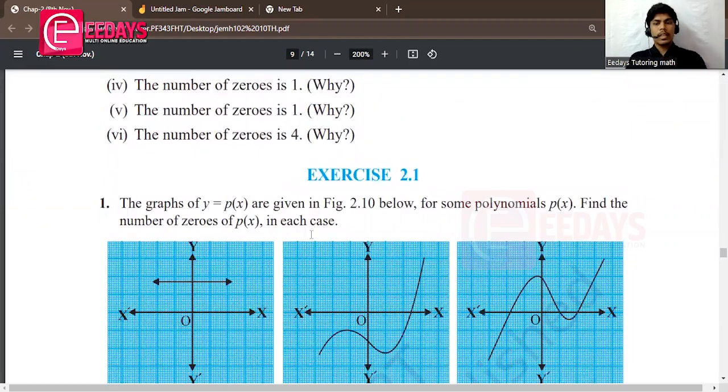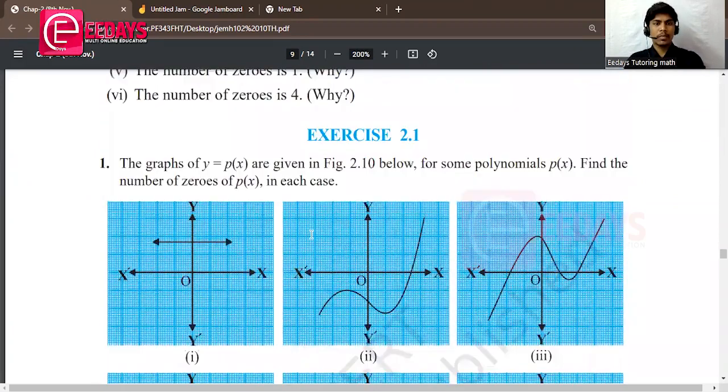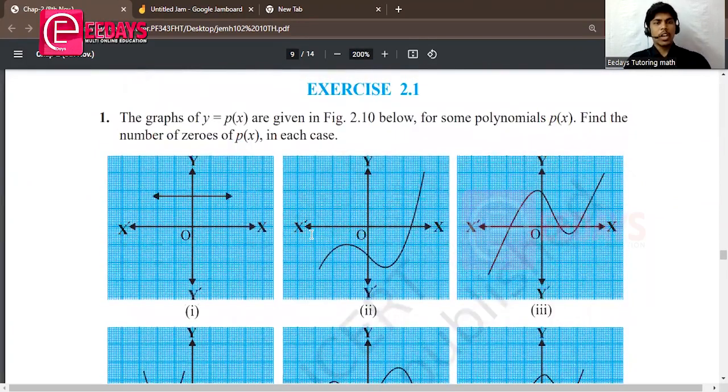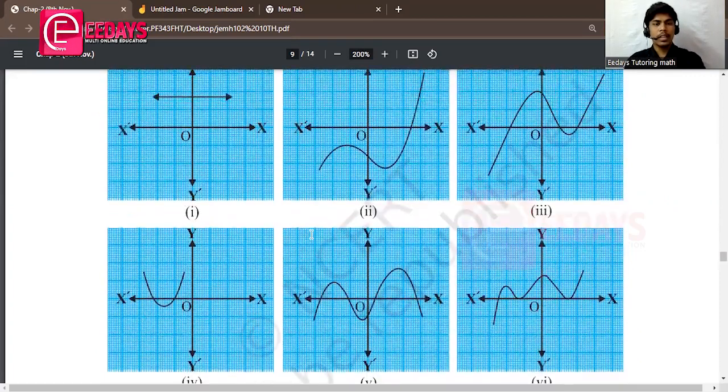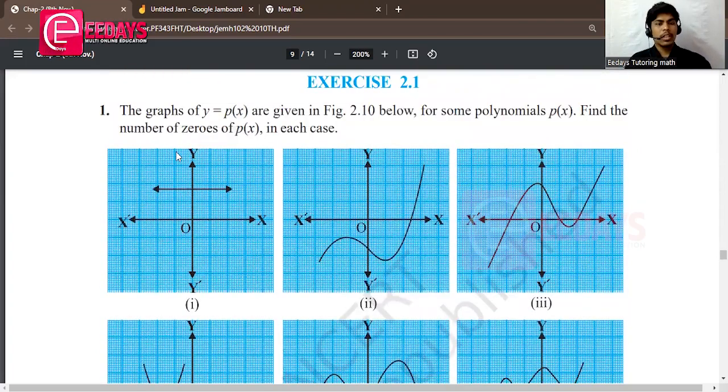So you just find the graph like this. I hope you understand. The first exercise is nothing but a simple one. So you need to identify the graphs. Now read the question, exercise 2.1. Identify at how many points the graph would touch. So here the first graph, you can find the number of zeros like this. Is the graph cutting the x-axis anywhere? No, right? So the number of zeros is 1.